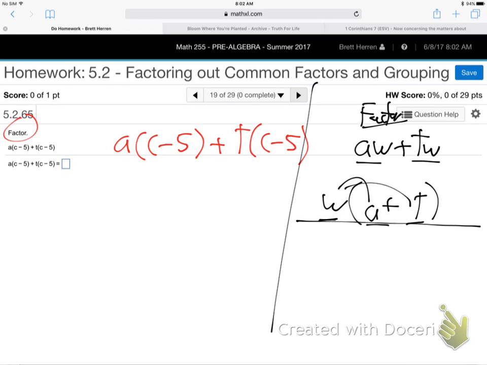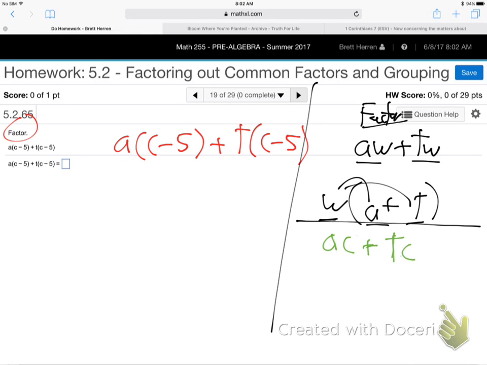Now, what if instead of that problem, what if somebody gave you AX plus TX? Or actually, let's make it a C.